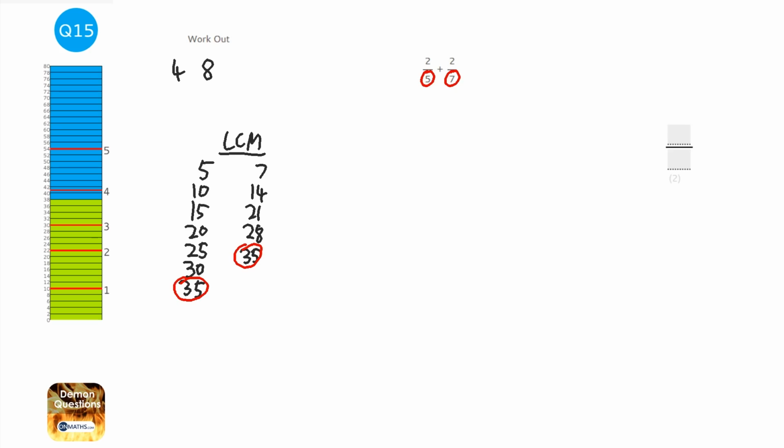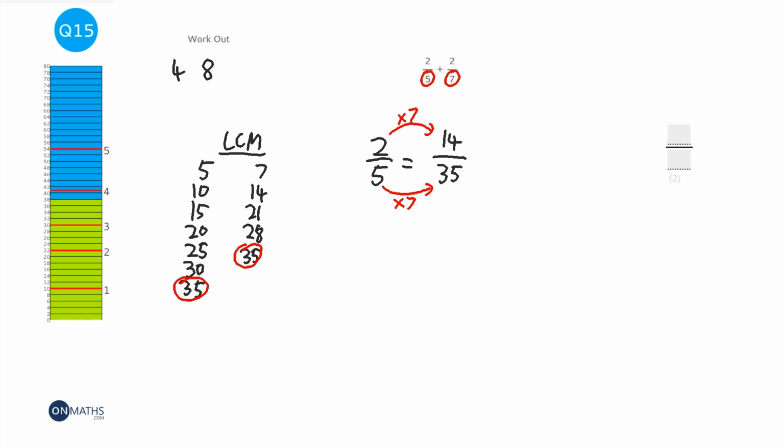So it just makes it a bit easier sometimes if you don't always pick the common multiple by timesing them together. Okay, so we need to make both of these fractions so they're over 35. So 2 over 5 equals what over 35? So the first thing I need to do is just work out what I times 5 by to get to 35. Well, that's 7. And I'm just going to do it the same to the top. So 2 times 7 is 14.